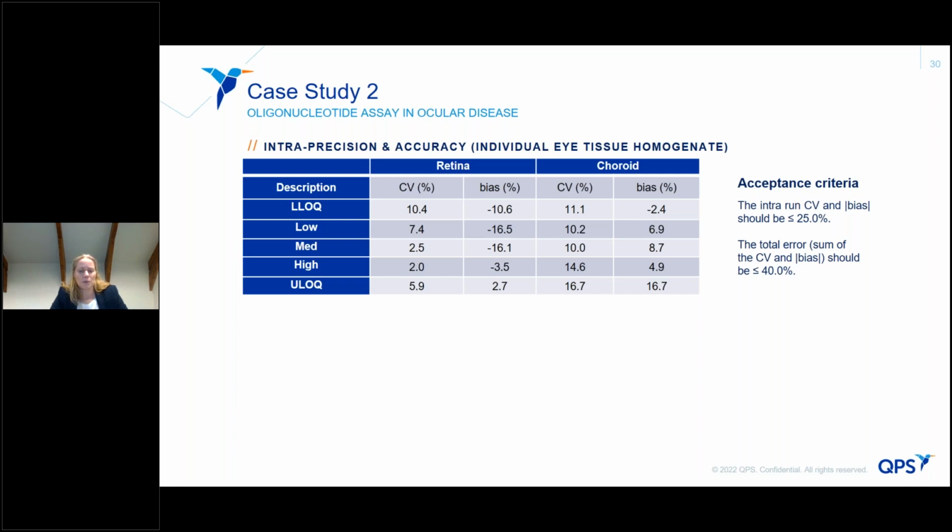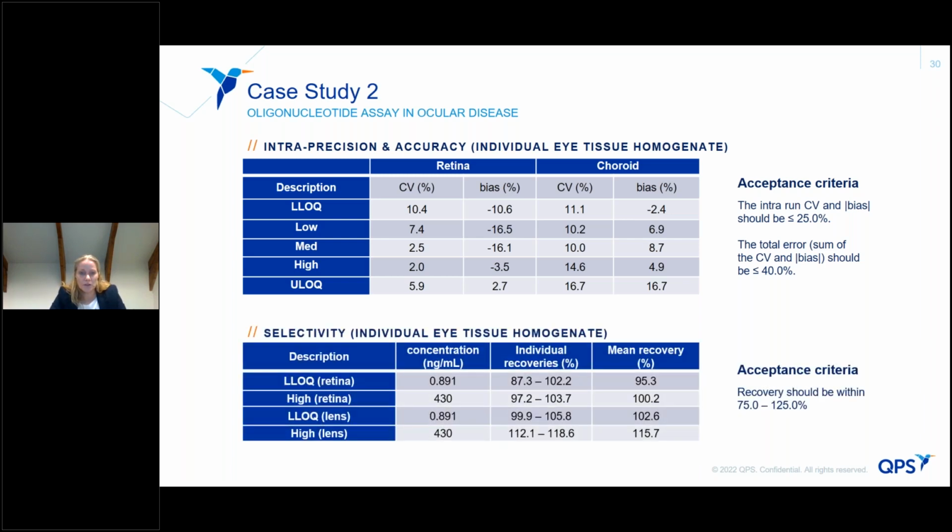You do see a bit more variation with the choroid tissue, having a bit higher CV than the retina, but again, it's all within acceptance criteria. So the precision and accuracy for those tissues is good. If you look at the selectivity, we show here two different concentrations, LQ and high, both in retina and in lens tissue. You see that the mean recovery is also very nice and falls within the acceptance criteria, meaning that the assay is also very selective for the individual eye tissue homogenates tested.